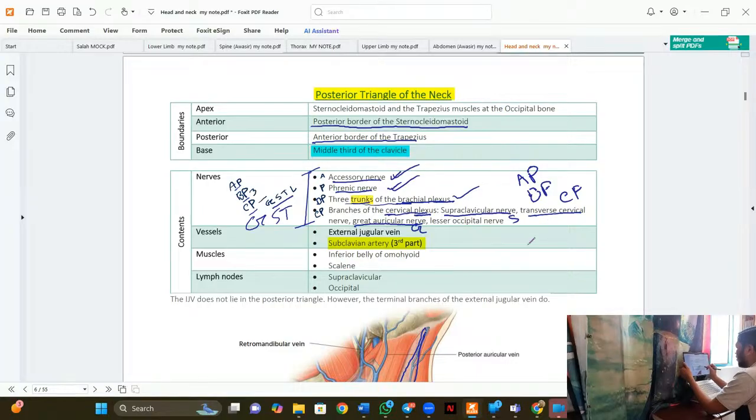Greater auricular nerve, supraclavicular nerve, transverse cervical nerve, and also lesser occipital nerve. GSTL. Okay. And which vessels? Third part of the subclavian artery and external jugular vein.